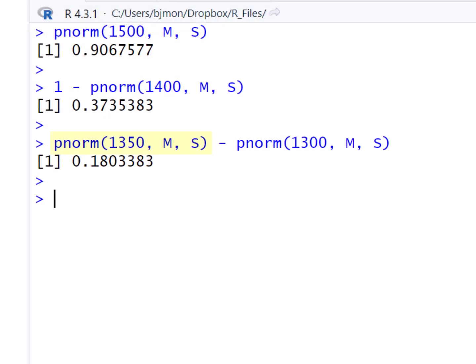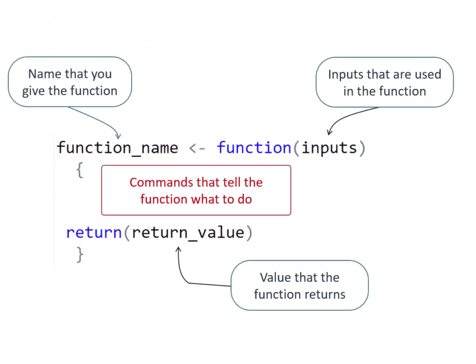Suppose that we wanted to find the proportion of weights that are between 1,300 and 1,350. We do this by finding the area to the left of 1,350 and then subtracting the area to the left of 1,300. This equals 0.180333, or about 18.03%.